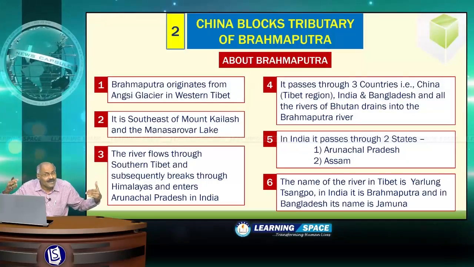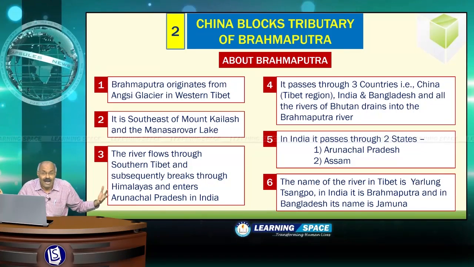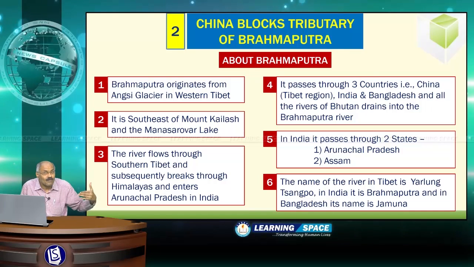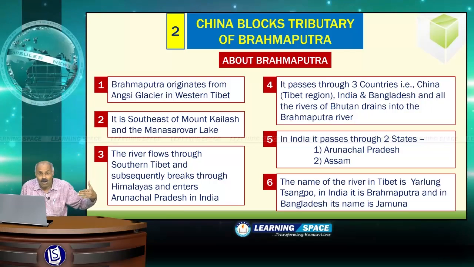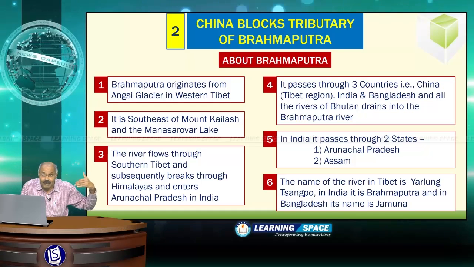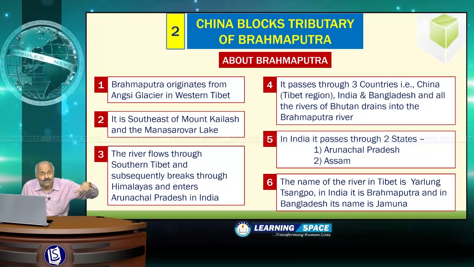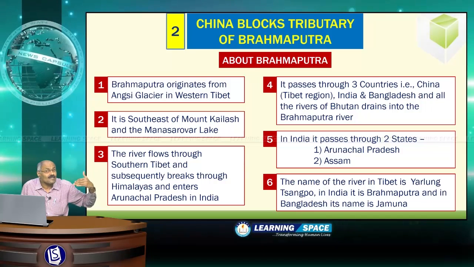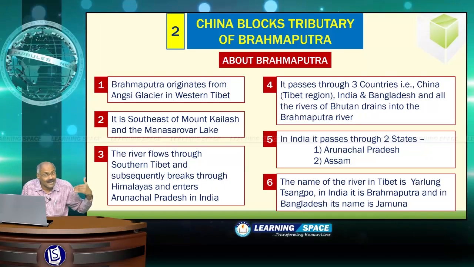But if you look at the rational thinking and the facts, it is something else. And let us start from Brahmaputra. Brahmaputra originates from Yangtze Glacier in western Tibet. The origin of Brahmaputra is Yangtze Glacier in western Tibet, and Tibet is the region of China, please don't forget, and this Yangtze Glacier is towards the southeast of Mount Kailash and Manasarovar Lake.